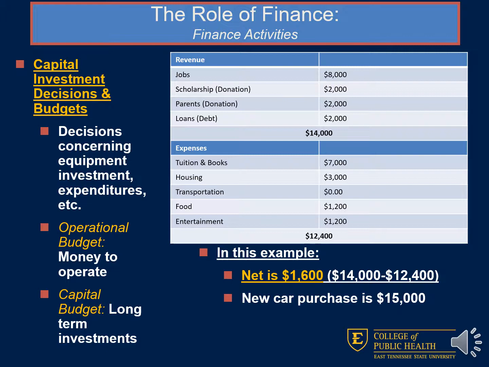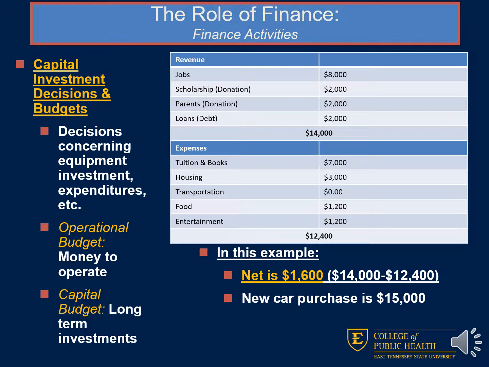We have our job, or our different jobs that we have, brings in about $8,000. We have scholarships or donations from scholarships or our parents for $2,000 a piece, and then we have some debt from loans in the amount of $2,000, which gives us about $14,000 of revenue. And then when we look at our expenses, we have about $7,000 for tuition and books, $3,000 for housing. We have no expense for transportation, which is why we're buying the car. And then our food and entertainment are about $1,200 a piece.